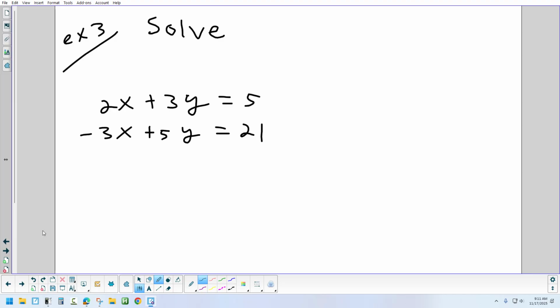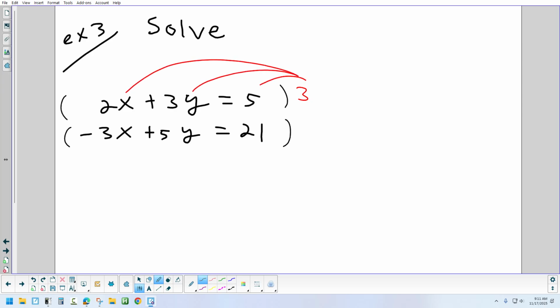Which column do we want to try to get to cancel out? We can pick either the x's or the y's. X. Yeah, I pick the x's because the numbers are smaller. So if you pick a column with smaller numbers, arithmetic might be a little easier in your head. Now, we're going to have to multiply the top one by something and the bottom one. What could we multiply the top equation by? 3. Okay, so let's multiply the top equation by 3.